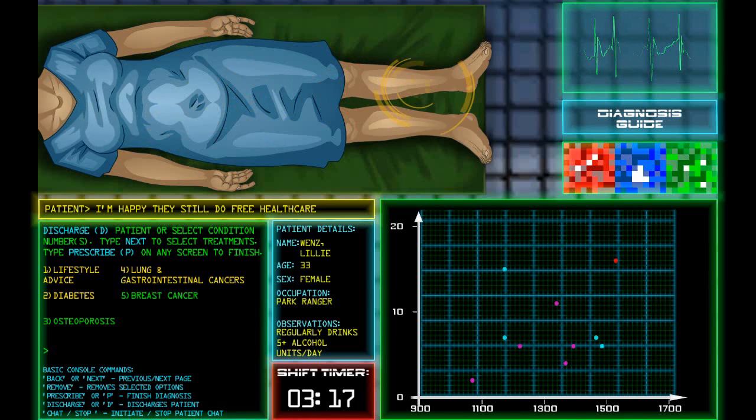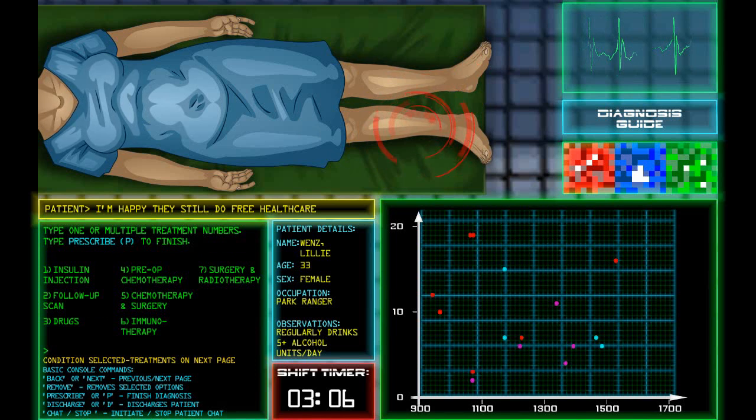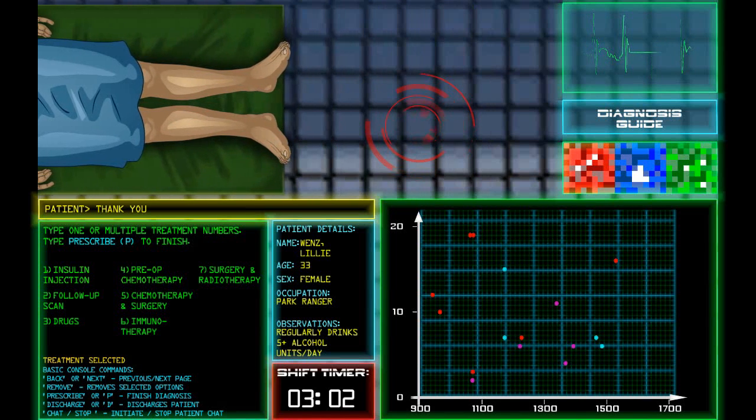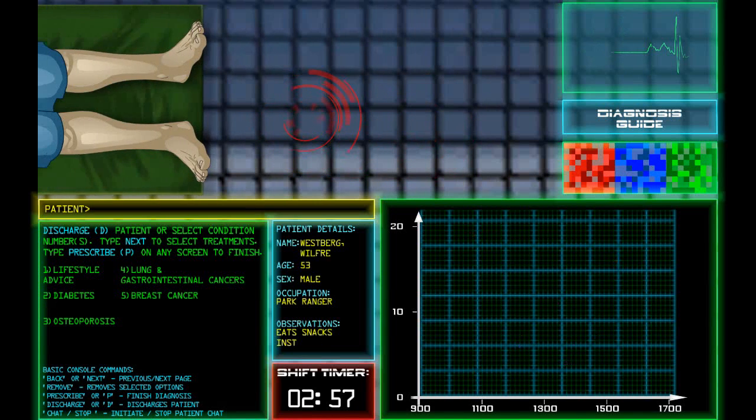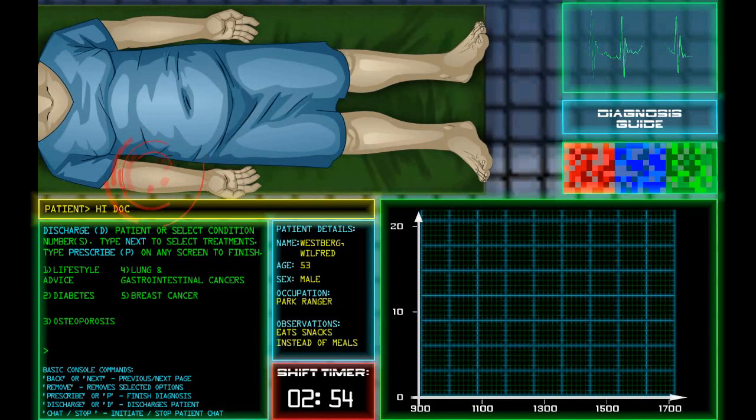So we got the pre-op. And looks like you've probably got osteoporosis. So she's got diabetes, which is that. Osteoporosis, we'll go with a 4. This is, I've done my 2. I cannot fuck up again.